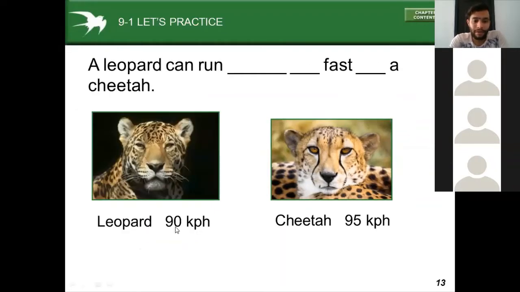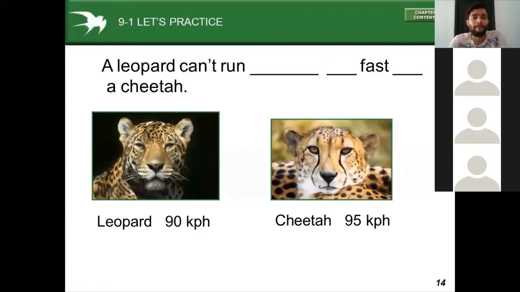We have a leopard here that runs 90 kilometers per hour. And here, the cheetah again that runs 95 kilometers per hour. So a leopard can run nearly as fast as a cheetah. Why nearly? Because this is an affirmative sentence, all right? So we use nearly. If it were negative, then we needed to use quite. Nearly as fast as. We can also use, instead of nearly, almost.